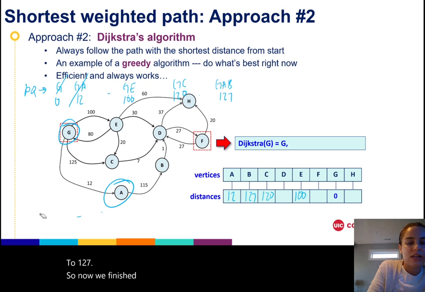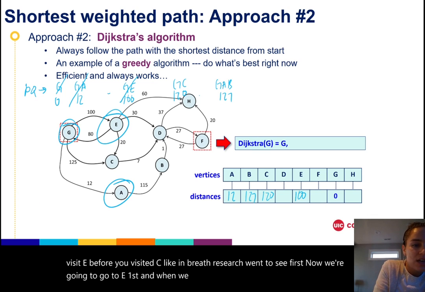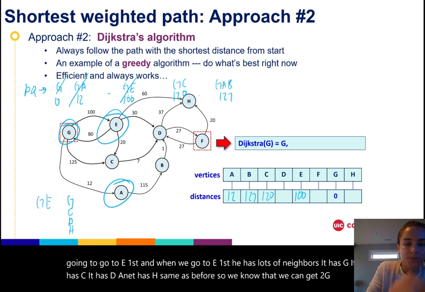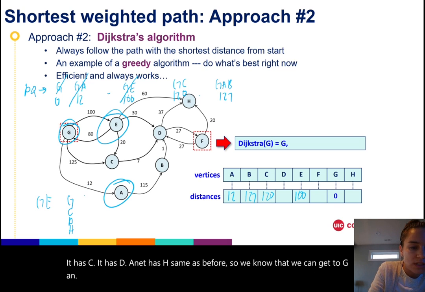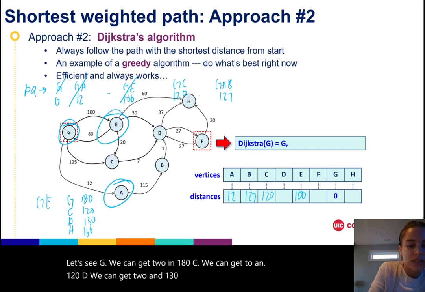But then what's happening is that we're actually going to visit E before we visit C. Like in breadth first search, we went to C first. Now we're going to go to E first. And when we go to E first, E has lots of neighbors. It has G, it has C, it has D, and it has H, same as before. So we know that we can get to G in 180, C we can get to in 120, D we can get to in 130, and then H we can get to in 160, right?